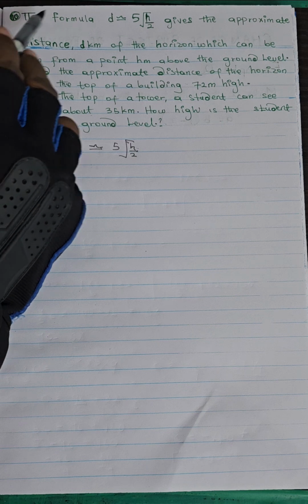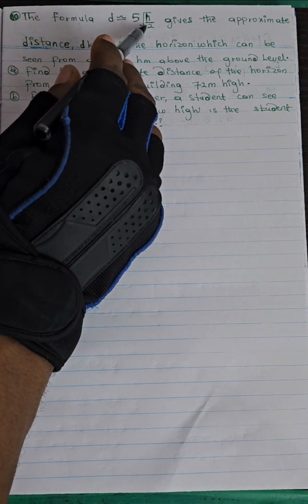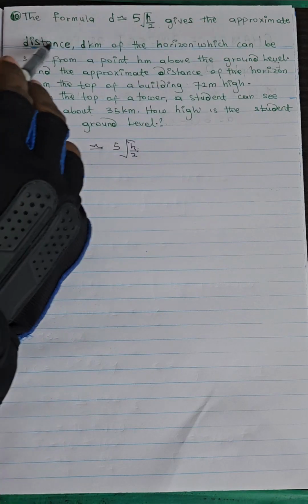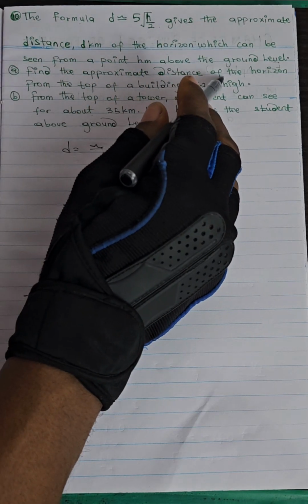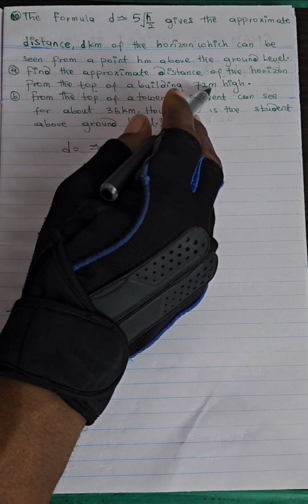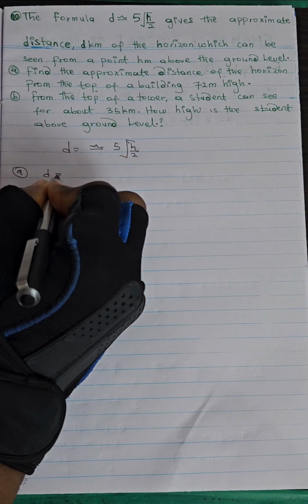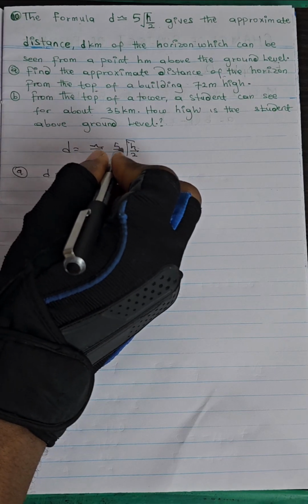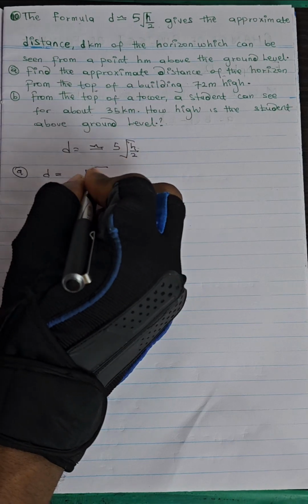Oh, I didn't start from here. The formula D equals 5 times root h over 2 gives the approximate distance. Then I read the rest earlier. So find the approximate distance of the horizontal from the top of a building 72 meters high. So for A, you are looking for D when h is 72 meters high. So you just simply replace anywhere you see h by 72.